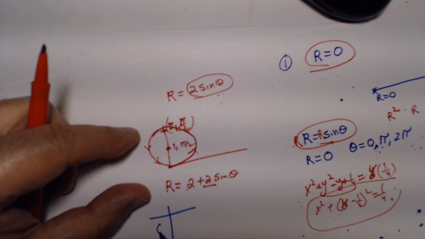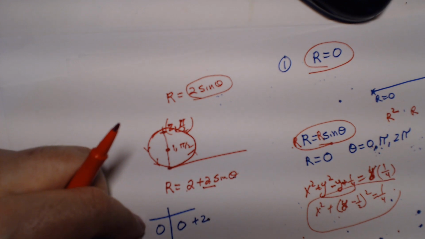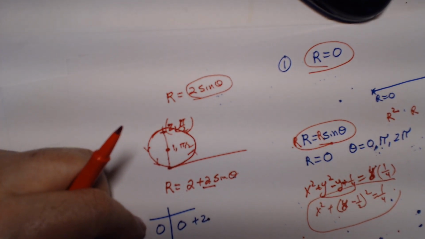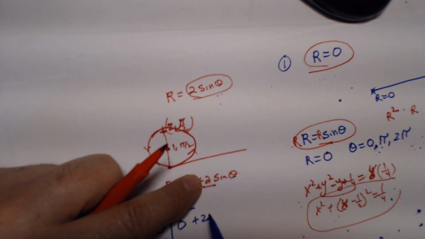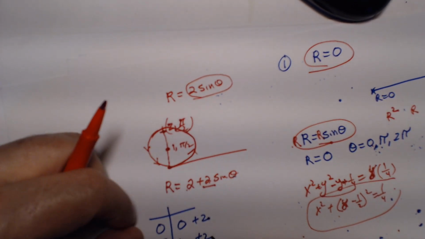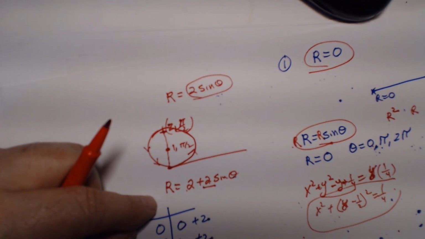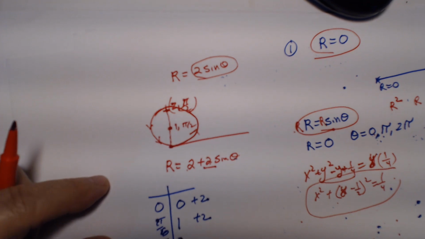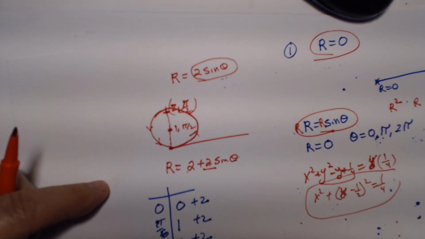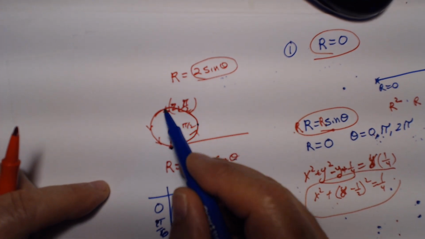If this one becomes 0 degree, sine of 0 is 0, you add 2. If this one is 60 degree, sine of 60 degree, 1/2, 1/2 times 2 is 1, you add 2. If it's 90 degree, the sine of 90 degree is 1, times 2 is 2, you add 2. See, these 3 give you here, here, and here.